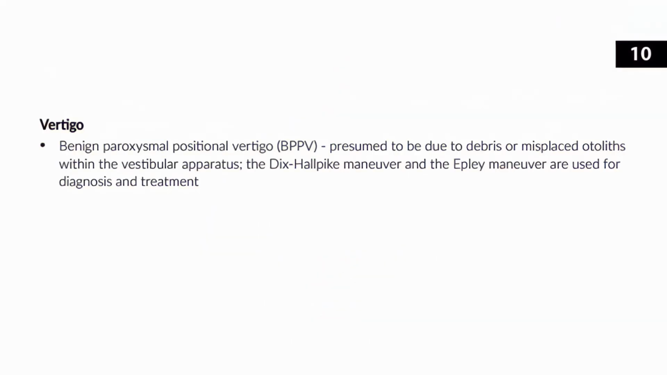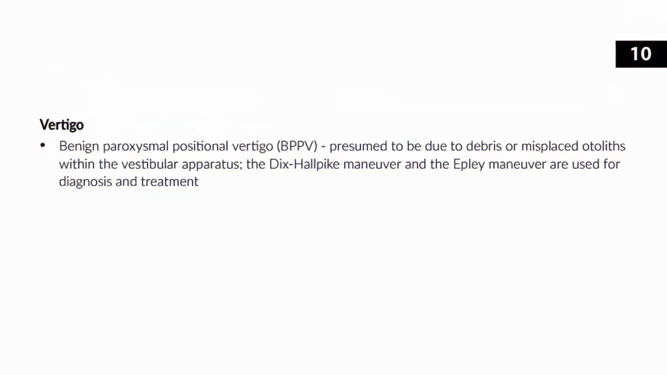The most common cause of vertigo is something called benign paroxysmal positional vertigo, or BPPV. The precise etiology of BPPV is not entirely clear, but it's presumed that you either have debris in the semicircular canals of the vestibular apparatus or you have some otoliths that are misplaced. There are certain maneuvers you can do, like the Dix-Hallpike maneuver and the Epley maneuver, that can help you diagnose BPPV and then treat it.